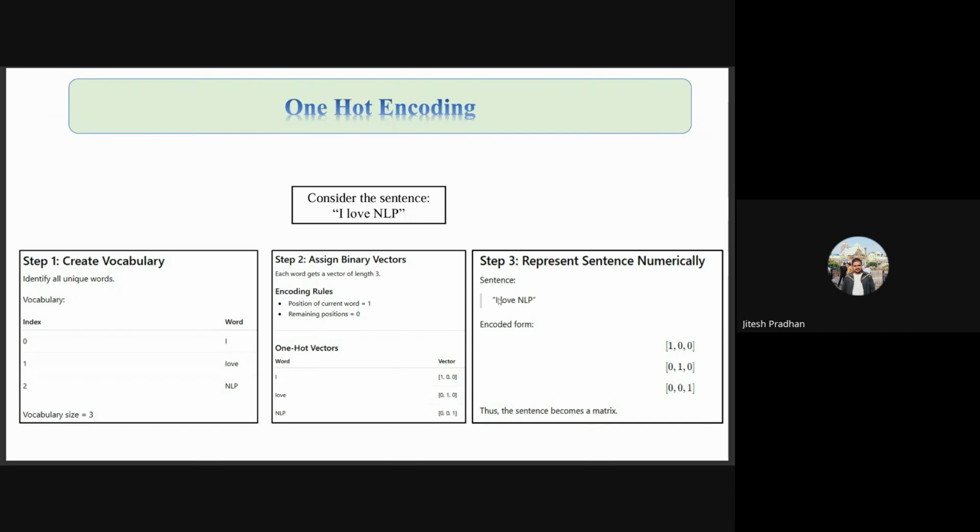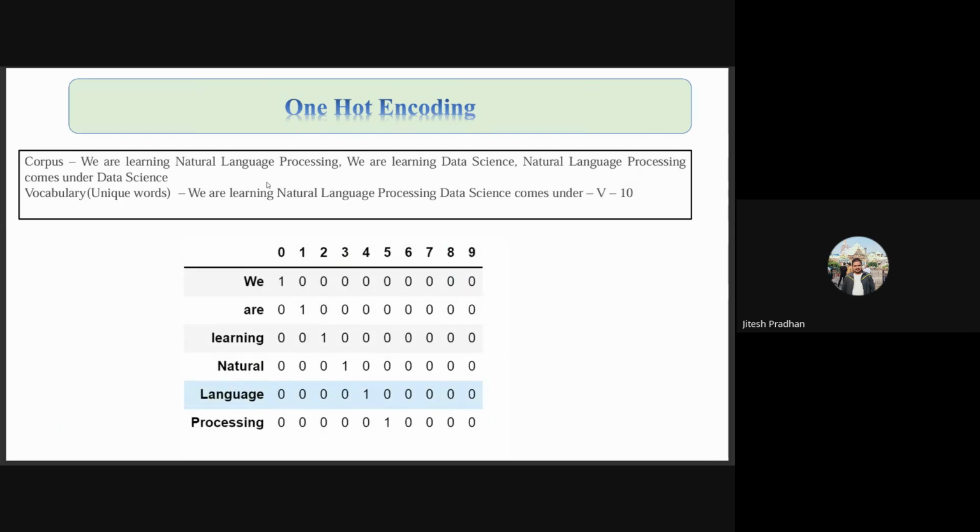Now how can we generate numerical information from this? We will pass this entire chunk into a single matrix. So it becomes 100, 010, 001. It will be a 3 cross 3 matrix. Okay. Now let's take another example.